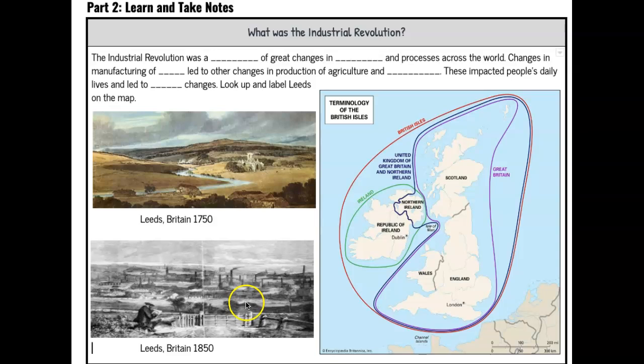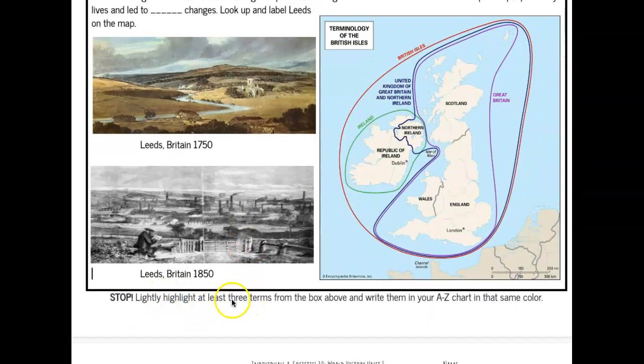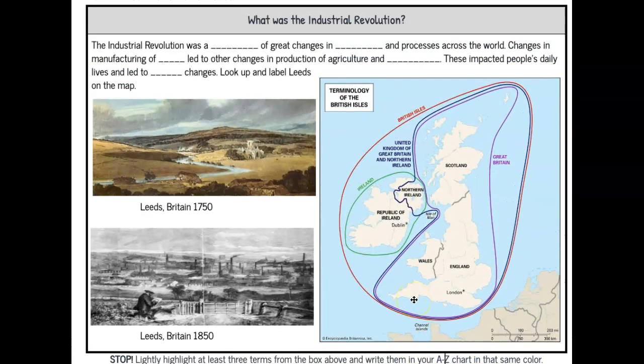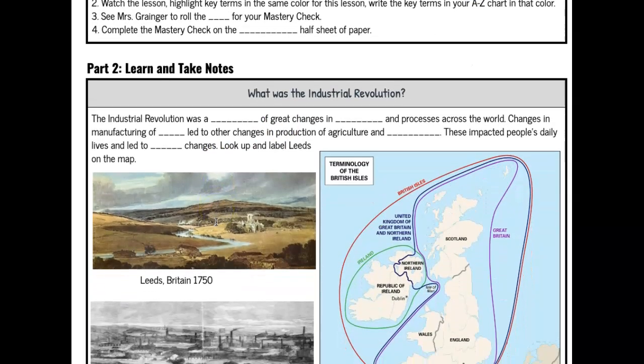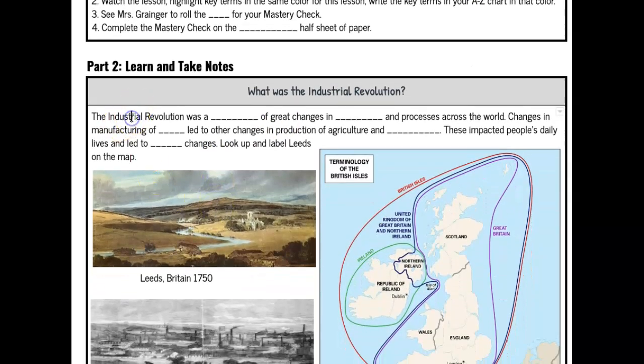So at the bottom here it says stop and highlight at least 3 terms from the box above and write them in your A through Z chart in that same color. So you chose a color to highlight, so grab that color now, and we're going to kind of do this first part together. So grab your color and first highlight or lightly color Industrial Revolution. So this is a term that we're going to put into our A through Z chart.